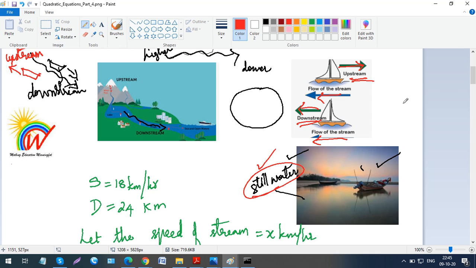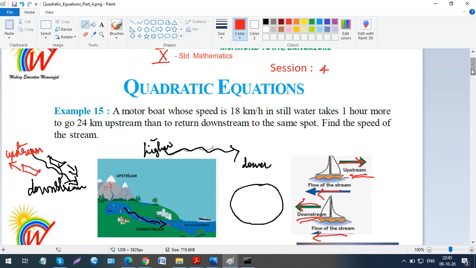Okay, so now we'll come to the actual problem. See here, it says a motorboat whose speed is 18 kilometers per hour in still water. So this is the speed of the boat in still water. It takes 1 hour more to go 24 kilometers upstream than to return downstream to the same spot.